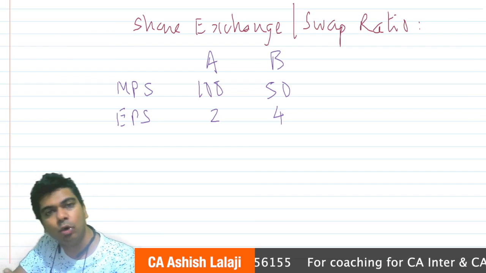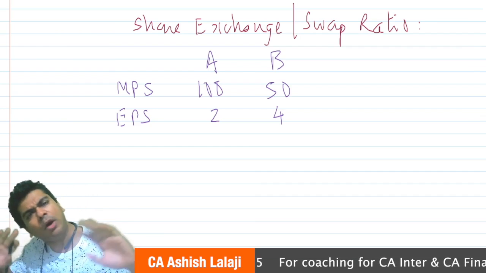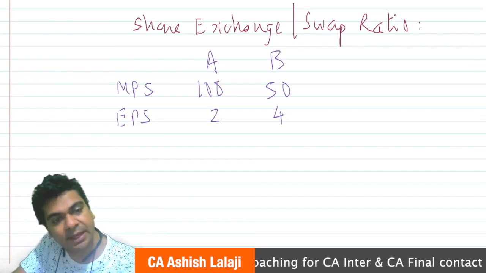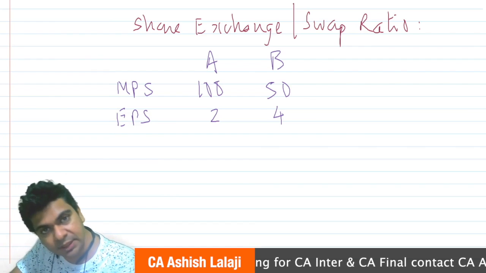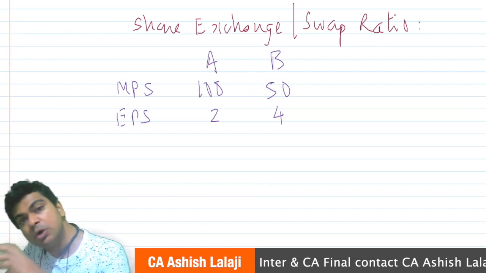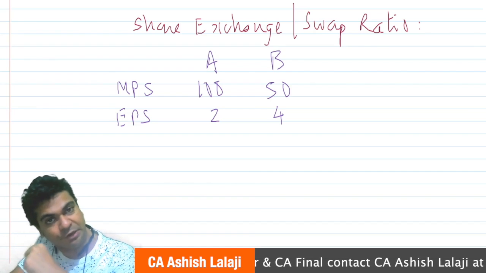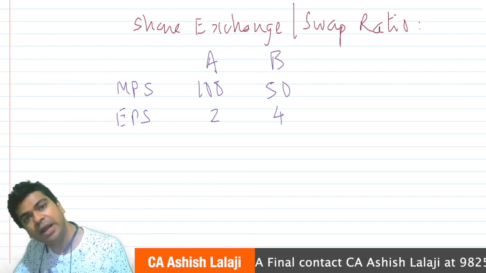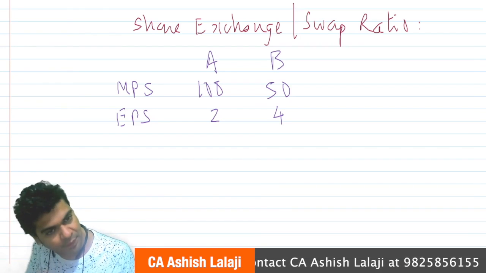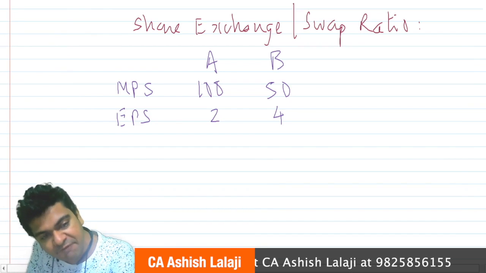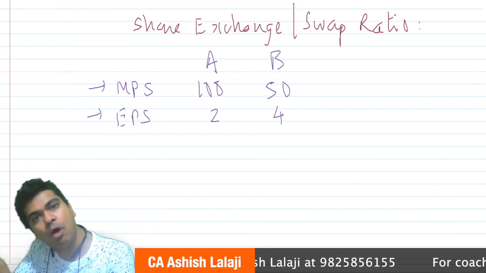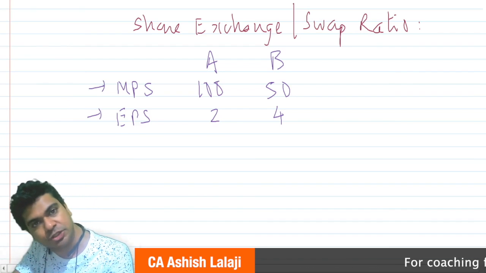When you are doing negotiations with the selling company, there are many things that you are going to consider. So a little bit of MPS will be considered, a little bit of EPS will be considered, so is the PE ratio, and many other factors. So the final share exchange ratio will be decided on the basis of negotiations. But to keep things simple for this lecture, we will like to know that if I use the base as MPS, if I use the base as EPS, how will the share exchange ratios change?